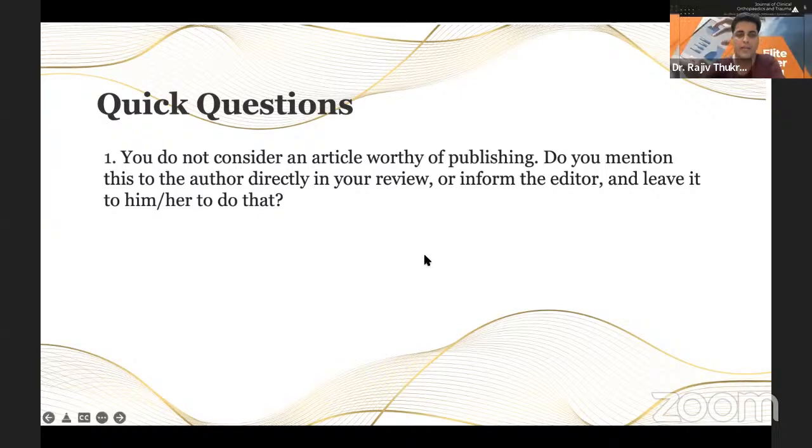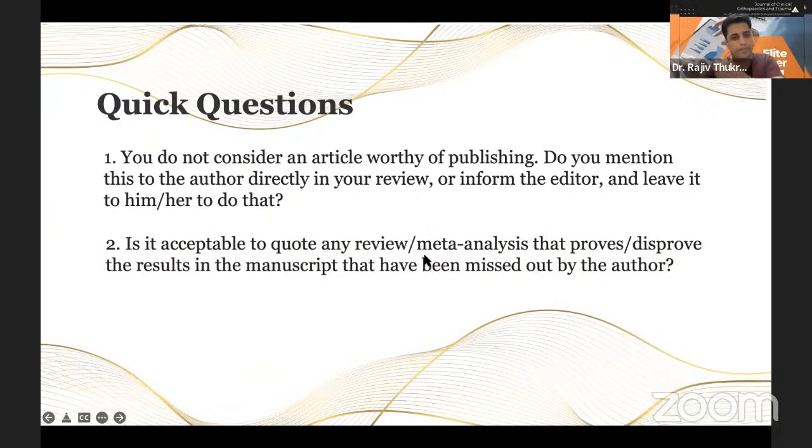Okay, fantastic. So second question, again, this time for you. Is it really acceptable to quote any review or meta-analysis that proves or disproves the results in a manuscript that have been missed out by the author? Is it a good practice? Is it a good idea? Is it acceptable at all?